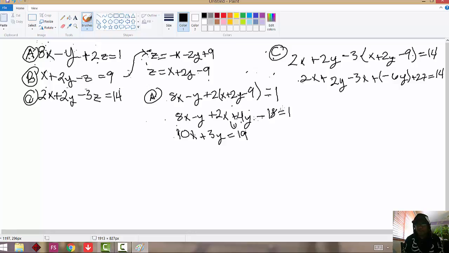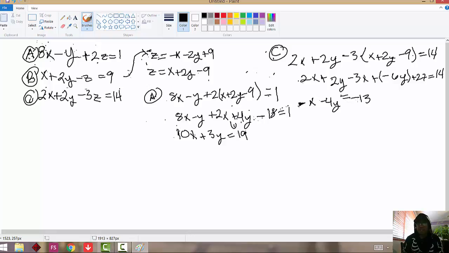So we're going to say 2x minus 3x is negative x. So negative x and 2y plus negative 6y will equal minus 4y. And then we're going to get rid of the 27 on one side. So negative 27 plus 14 will equal negative 13. So I'm going to say negative 13 on this side.